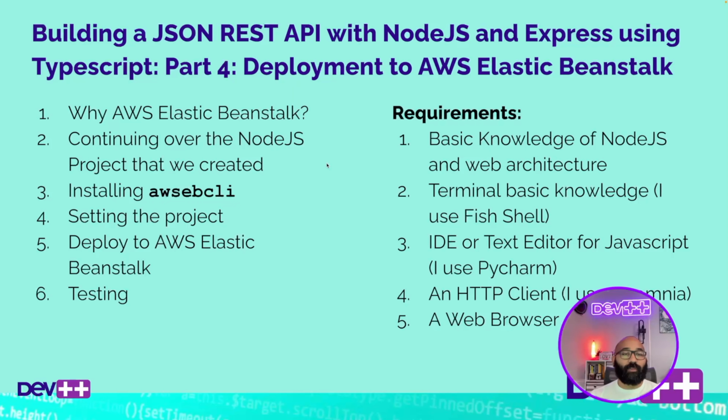These are the things that we're going to be doing today. First of all, we're going to review why we're going to use AWS Elastic Beanstalk. We're going to continue our NodeJS project that we created before. Install the AWS EB CLI, which is the one that allows us to interact with the Elastic Beanstalk API. Setting up the project, doing some tweaks here and there in order to make it work for Elastic Beanstalk, and then just do the deployment and test. We're just going to need some basic knowledge of Node.js, terminal, an IDE, and a simple HTTP client. So just go ahead and start.